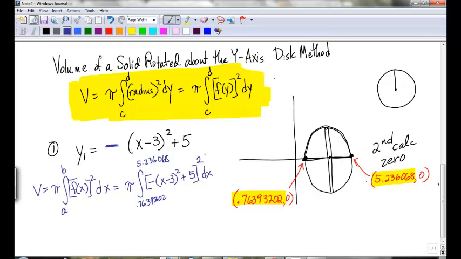Okay. And I want to do second function. Oh, wait a minute. Did I do it on that? Yeah. Do you agree with my graph? Yeah. Okay. Let's do second function calculate. It will tell us if we don't have a window in the right. Lower bound, put in 0.76393202 for the lower. For the upper limit, put in 5.236068.